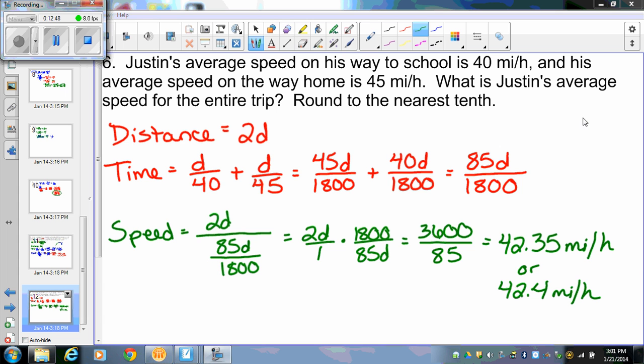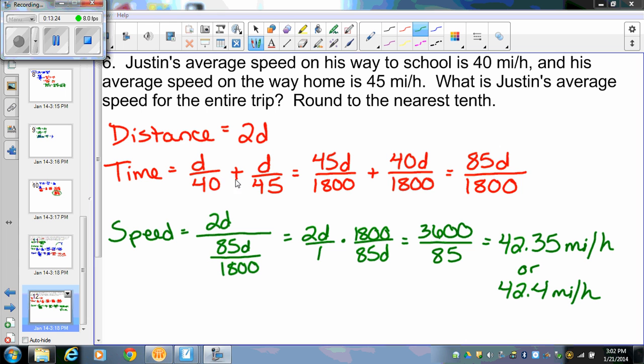Okay, I used the same thought process as in the hiking problem before. It says Justin's average speed on his way to school is 40 miles per hour, and his average speed on the way home is 45 miles per hour. We're assuming he travels the same distance each way. What is Justin's average speed for the entire trip? Since he travels the same distance each way, our total distance is 2d. The time to get to school would be d over 40, because he travels at 40 miles per hour, and to get home it would be d over 45.